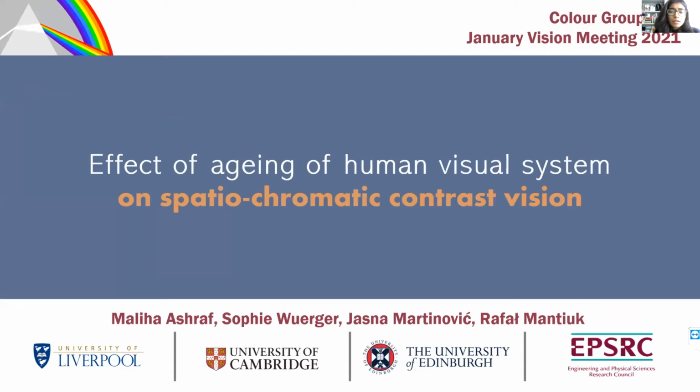Today I'm presenting our work on aging of the human visual system and its effects on contrast vision, especially in the context of high dynamic range displays, and how age and mean luminance jointly affect our contrast perception. I'll first discuss the effect of aging on contrast sensitivity, that is at threshold level, and then I'll briefly present our data for contrast matching at subthreshold levels for different age groups as well.